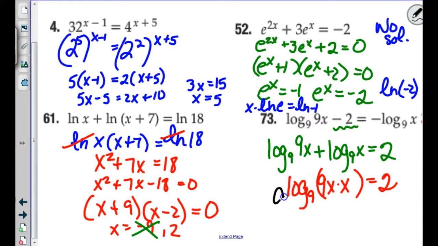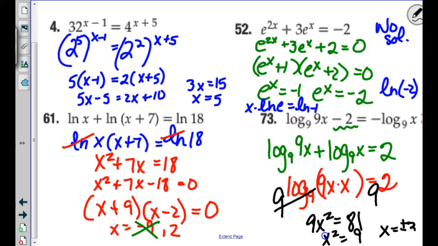Yeah, I can exponentiate or just rewrite it. It'll be 9x squared equals 9 squared, or 81. So if I divide by 9, I get 9. If I square root, I get plus or minus 3. Can I do plus or minus 3? No, because I was taking the log back here, so it's only going to be 3.